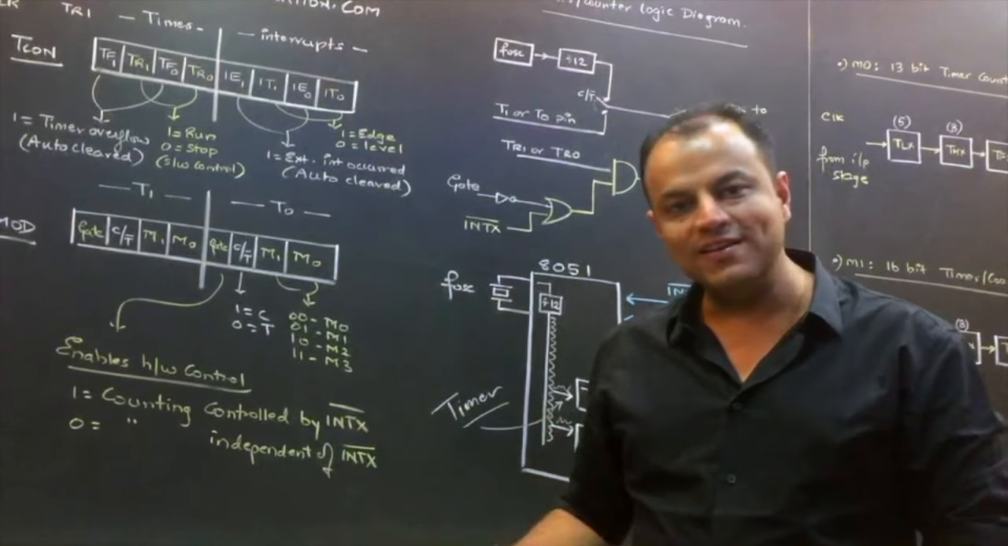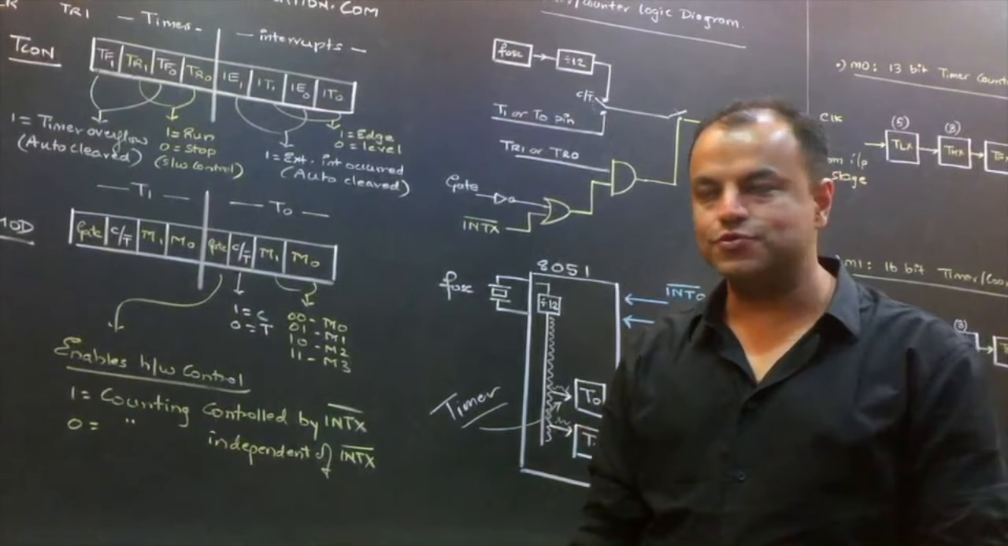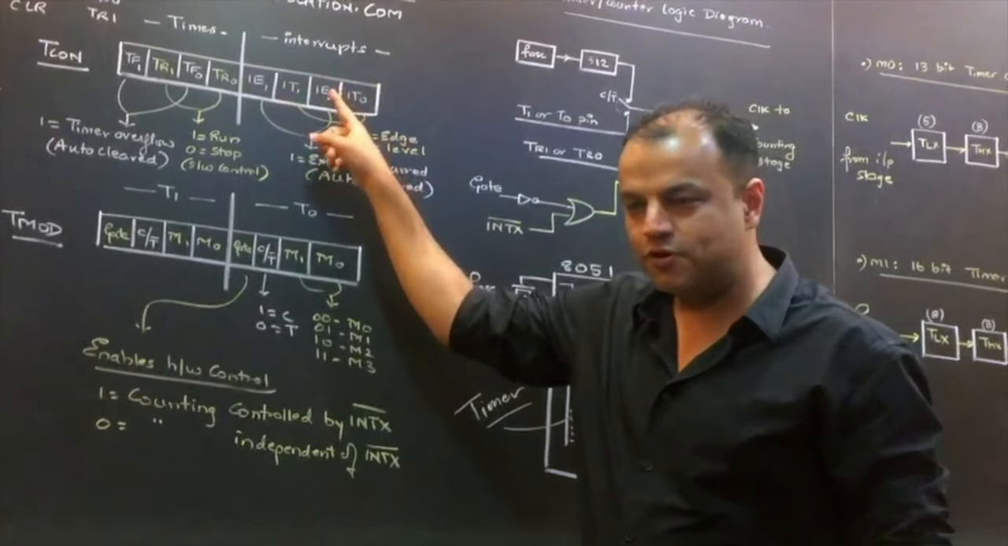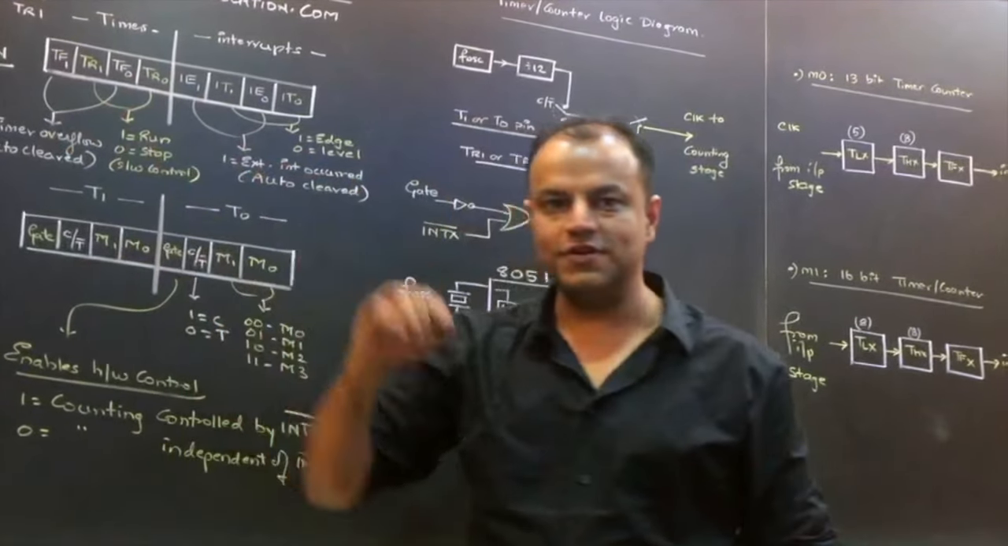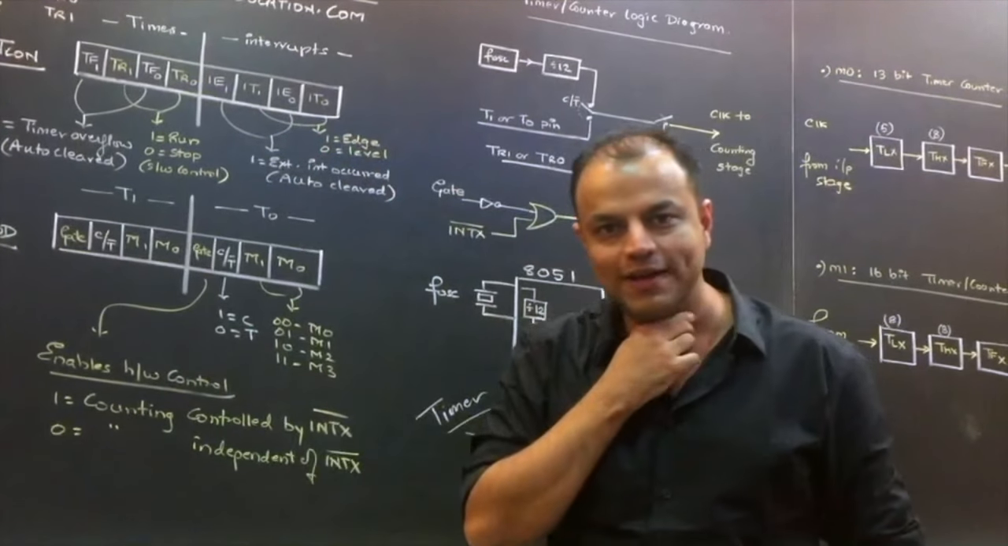You can keep one as edge triggered, one as level triggered. That's your choice. What are these bits for? For these interrupts. What are these bits for? For the timers. Tell me, is the role of all the 8 bits clear?